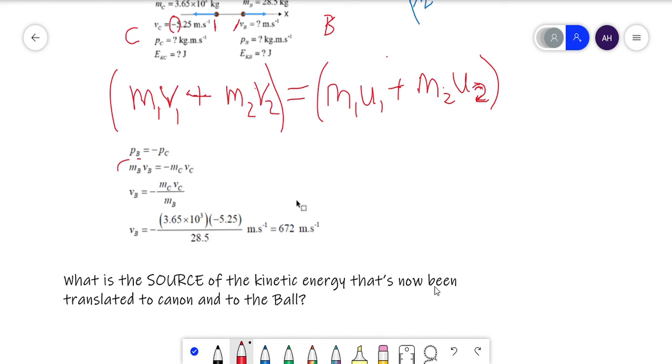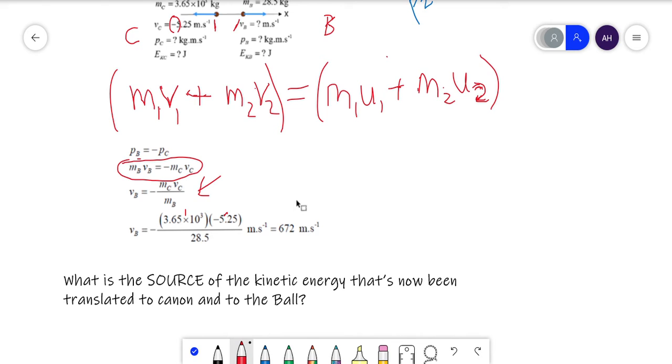All right, use your equations for momentum. You know what to do. MBVB is equal to negative MCVC. Negative because remember its velocity is in the opposite direction to the cannon. Got to pick one. Well, actually we've made cannon negative, ball positive. Doesn't matter which way you do it. All right, so change the subject of this equation. Divide both sides by the mass of the ball, and I've got MCVC divided by the mass of the ball, and just substitute your values in here and here.